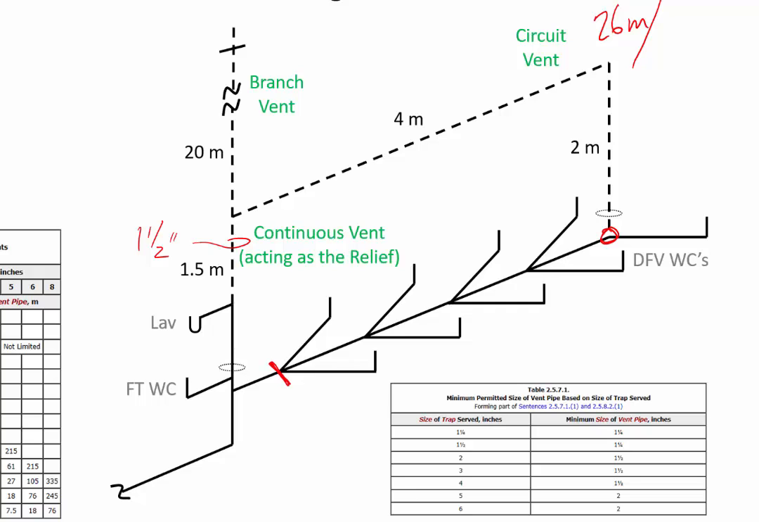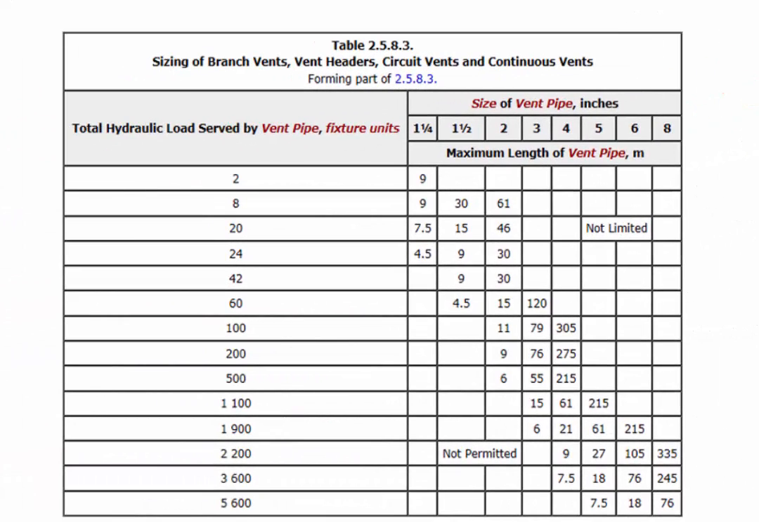The load on a circuit vent is the load at the most downstream circuit vented fixtures connection. We said we had 54. So 54 fixture units is what would be included. We do not include anything that drains to what's acting as our wet vent. We don't include any fixtures that drain to what's acting as our relief vent. So 54 fixture units on a 26 meter length. Table 2583 is used for sizing circuit vents. The total load, we're not exceeding 60.